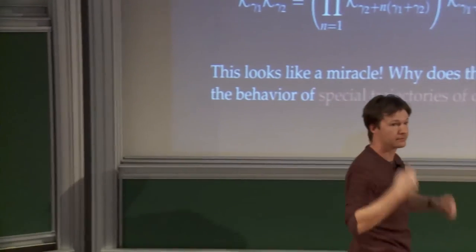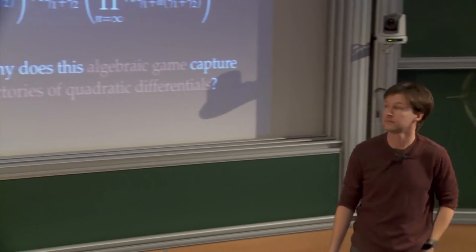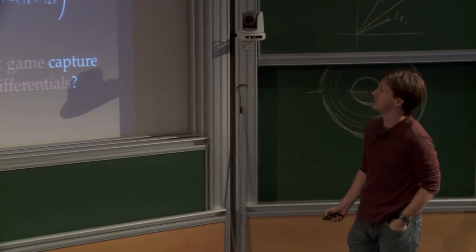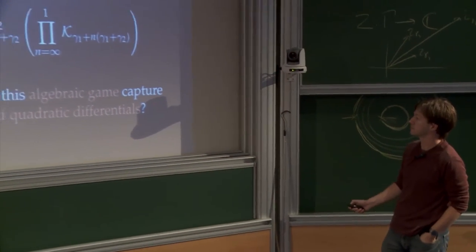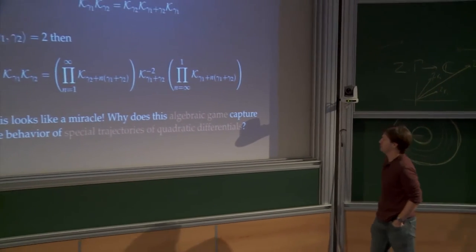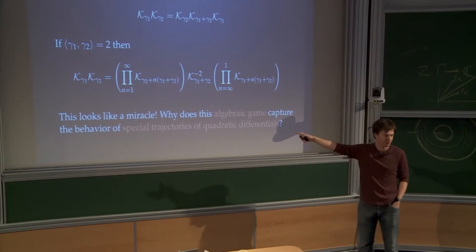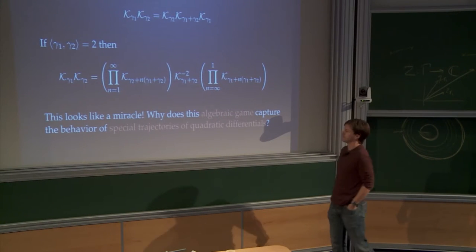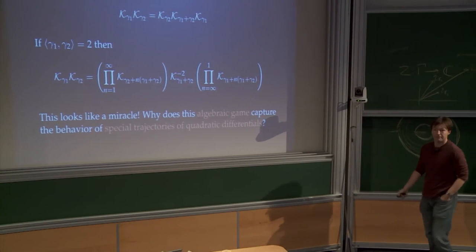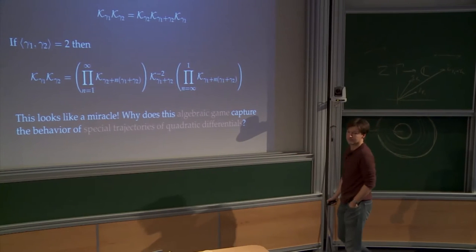Excuse me, you said that on the right hand side you have k gamma 2 and k gamma 1 in the opposite order. That's right. But in the last line I don't see them at all. Oh, sorry. This should be, the product should be from 0 to infinity, not from 1 to infinity. Thank you. Could you explain why k is defined by the formula?